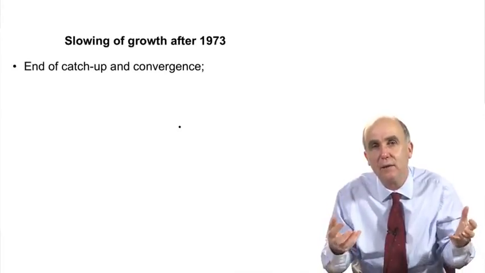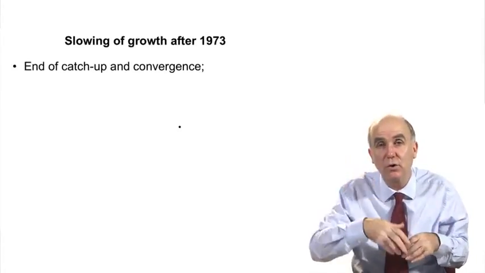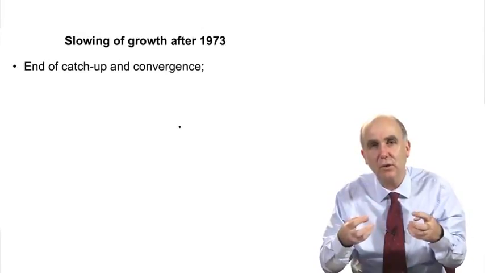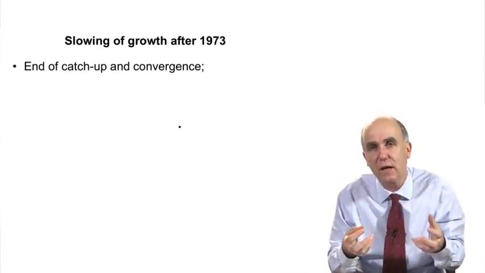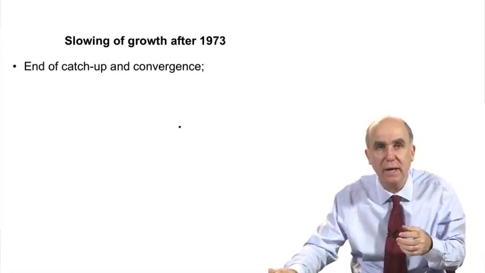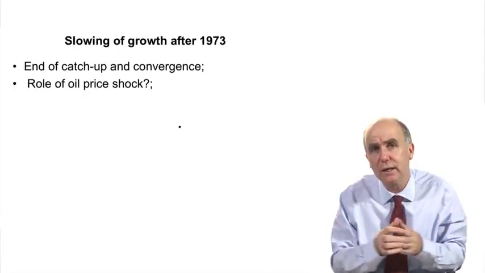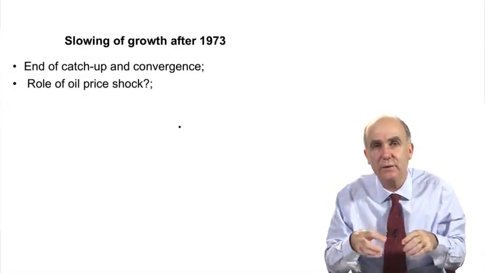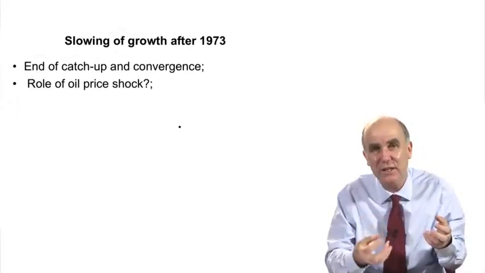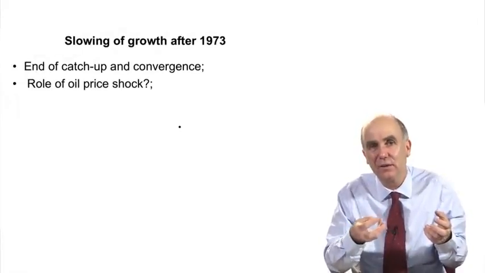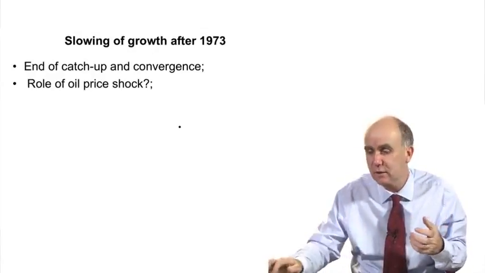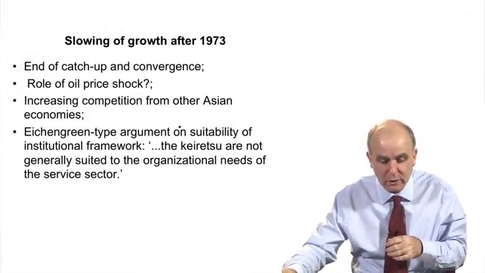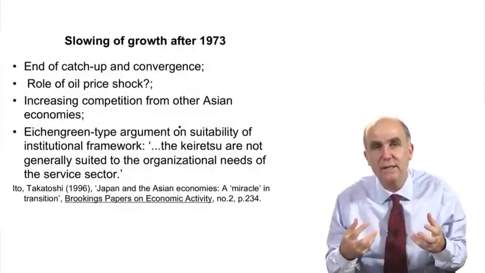Japan, by the 1970s, is converging towards the technological industrial lead of the United States. So there's just not the same extent to which it can grow rapidly by taking technologies that have been developed in Europe and the US and applying them in Japan. The oil price shock in the early 1970s also disrupts economic growth in Japan. Japan is a producer of many energy-intensive industrial products, and so the higher price of energy disrupts its production of those products.